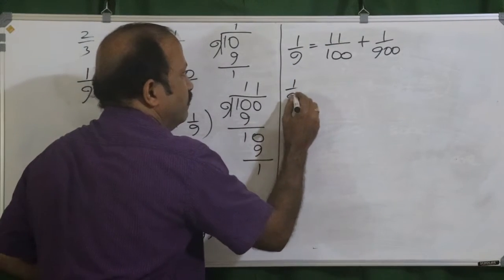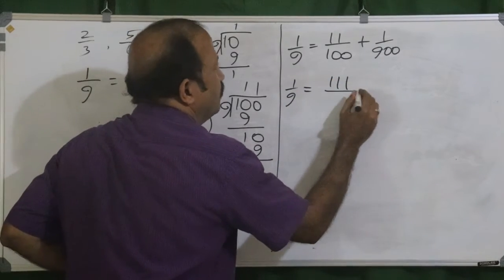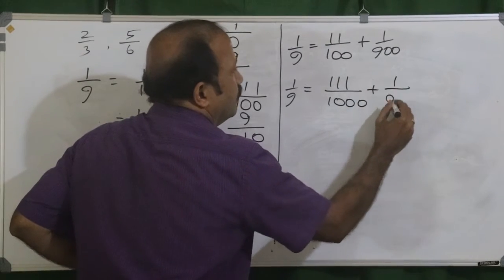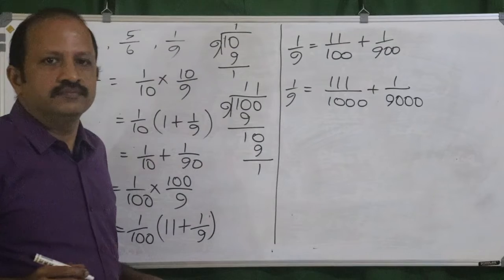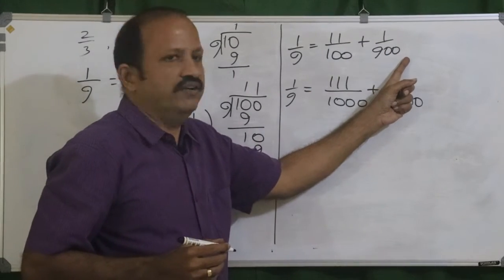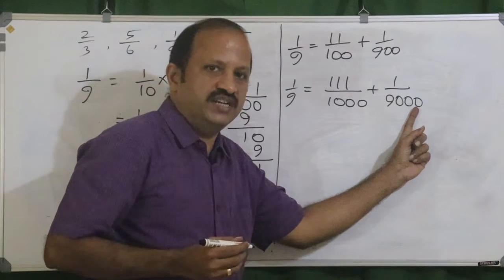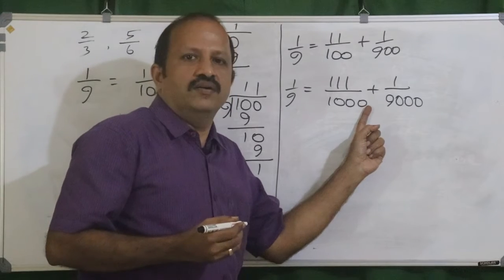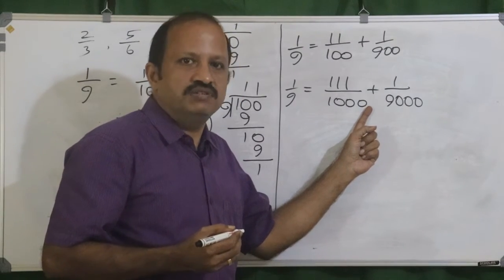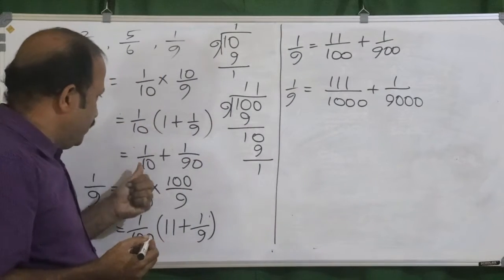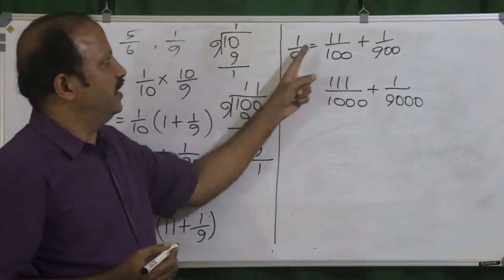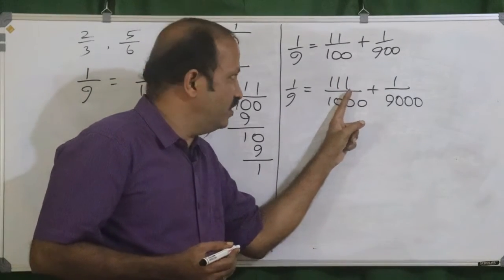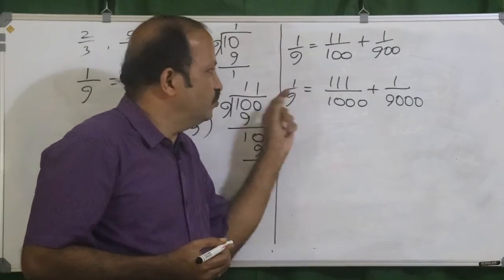So the next will be 1 by 9 is equal to 111 by 1000 plus 1 by 9000. So 1 by 900 extra becomes 1 by 9000. So 1 by 9 is approximately equal to 111 by 1000. And the pattern continues. So 1 by 10, then 11 by 100, and 111 by 1000 is even closer to 1 by 9.